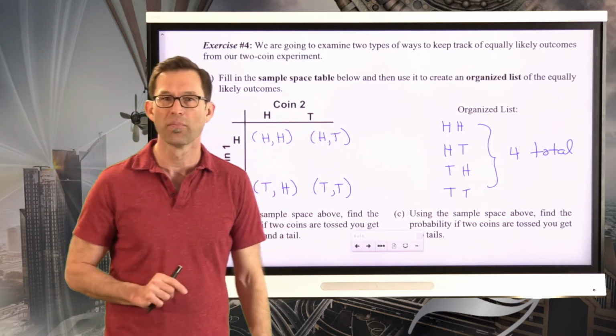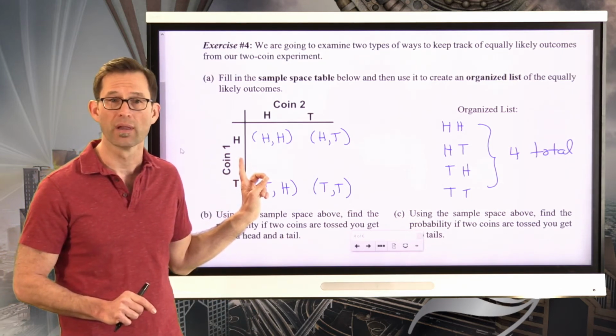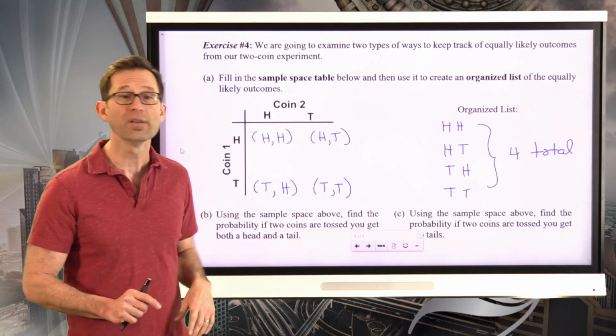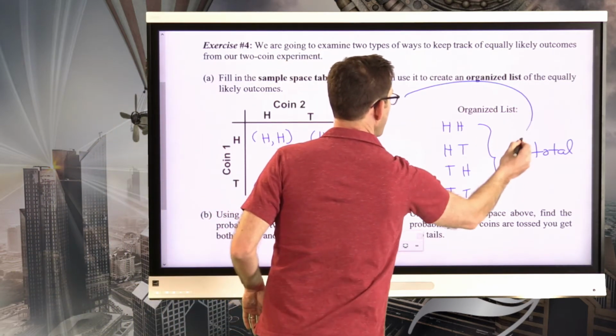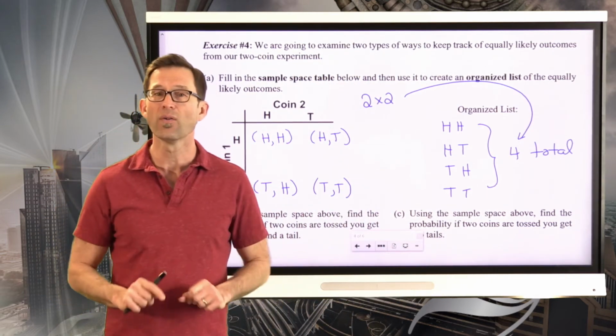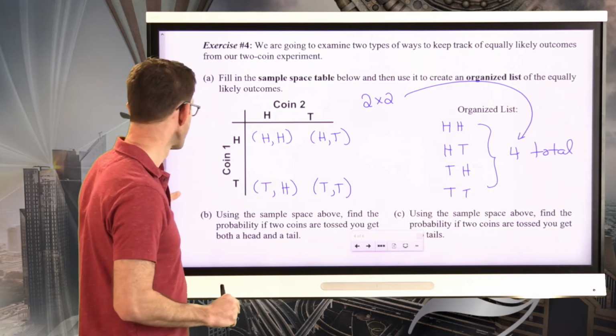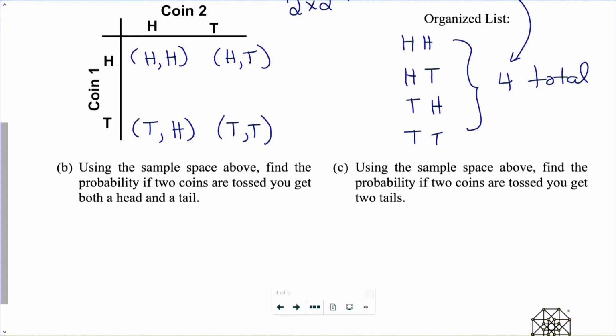Not adding, multiplying them. So literally I have 2 outcomes from this coin that are equally likely, 2 outcomes from this coin that are equally likely, and because of that, I get 4 equally likely outcomes. Now let's do some probability, right? Letter B. Using the sample space above, find the probability if 2 coins are tossed, you get both a head and a tail.